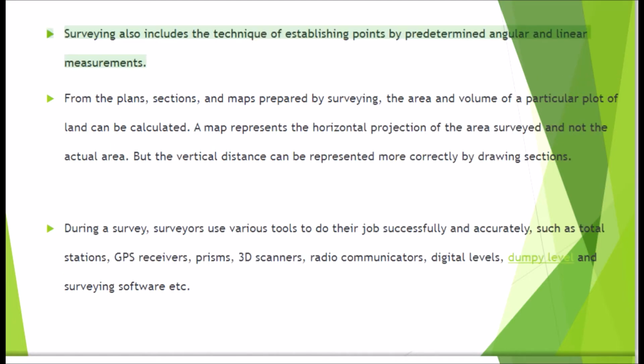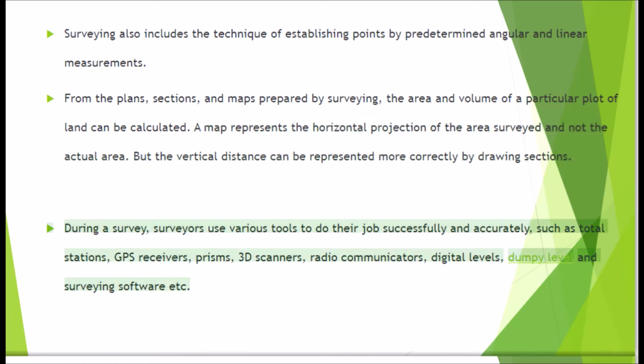Surveying also includes the technique of establishing points by predetermined angular and linear measurements. From the plans, sections, and maps prepared by surveying, the area and volume of a particular plot of land can be calculated. A map represents the horizontal projection of the area surveyed and not the actual area. But the vertical distance can be represented more correctly by drawing sections.